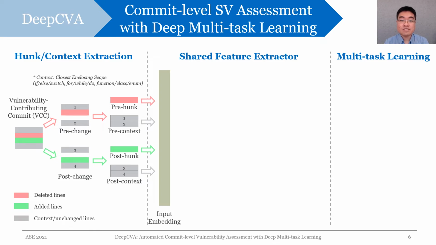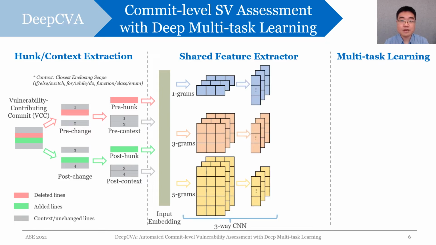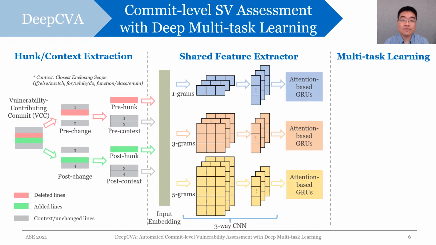This shared feature extractor consists of a 3-way convolutional neural network connected to a gated recurrent unit augmented with attention mechanism to avoid the information bottleneck issue. These components extract different n-grams and their sequential order from each input.